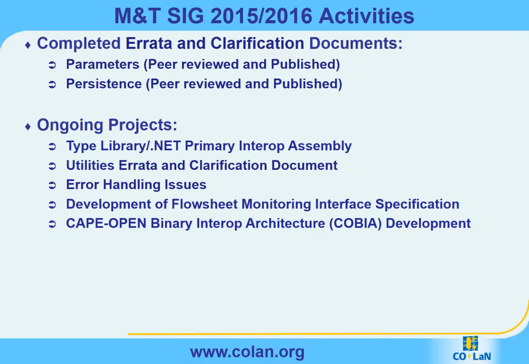We've put out the errata and clarifications for comments. Error handling issues, we've talked about them a number of times, and I think we're at a point now, with going through utilities and persistence parameters, where we can maybe take a bite at that apple and see if we can make some progress on it. Flowsheet Monitoring and the object model are the two.